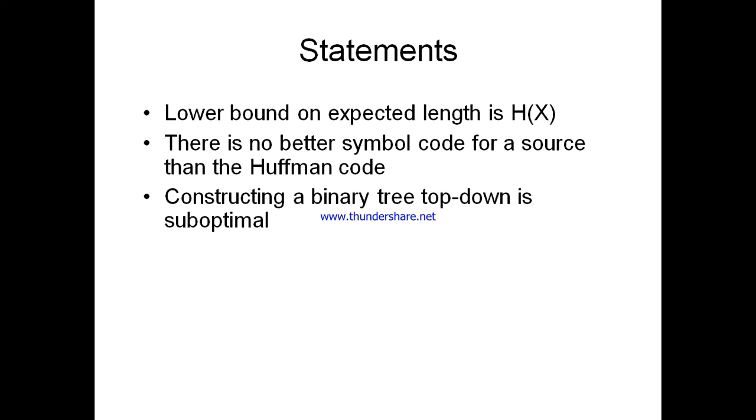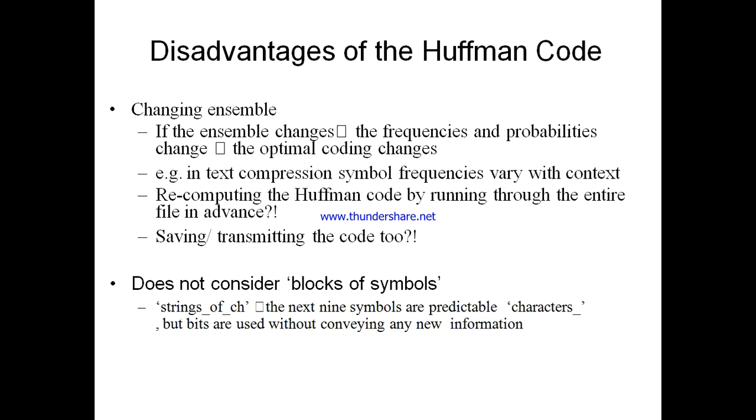The statement is that the lower bound on expected length is H of X. So there is no better symbol code for a source than the Huffman code. We construct the tree with a binary top down approach, that is the construction of the tree using Huffman.